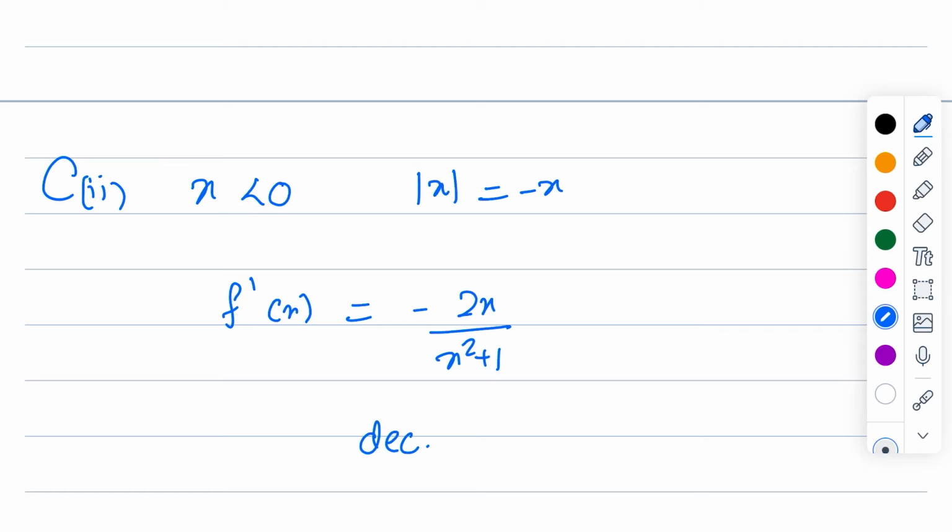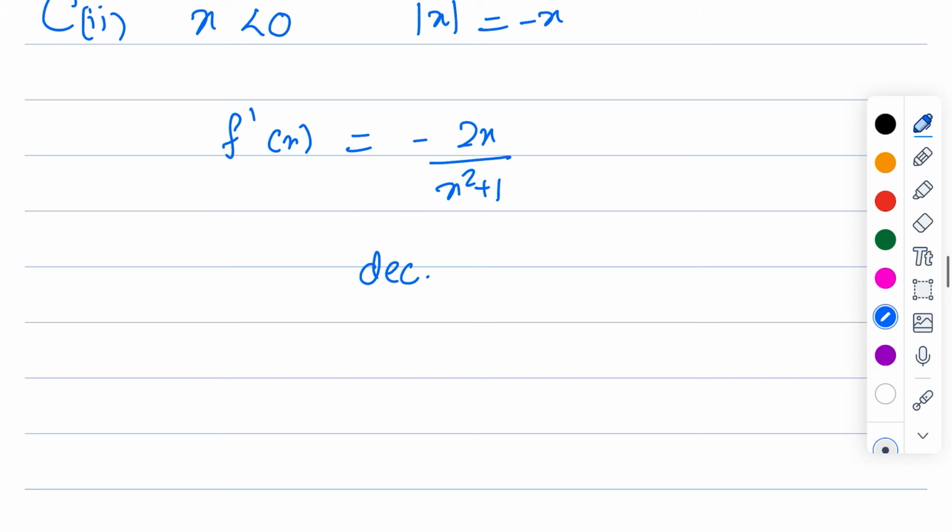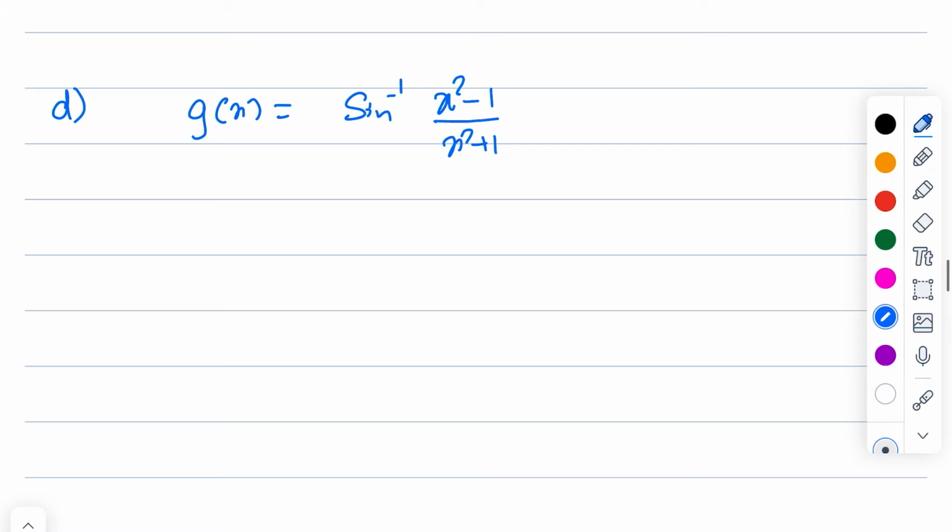Next, a function g is defined by, part D, g of x equals sine inverse of (x square minus 1) upon (x square plus 1). Find an expression for g inverse x. It is asking us to find a function for g inverse of x. So let this be equal to y.